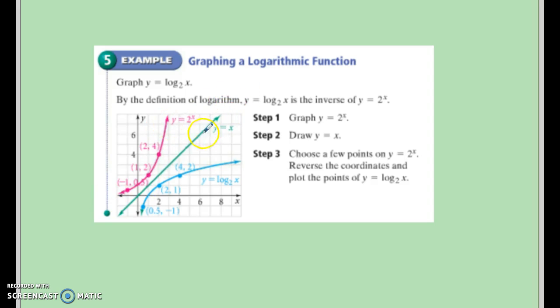And then I draw my line y equals x, and I can find the distance from those points to the line and reverse the coordinates and plot those points. So you see here a couple of points that I found on my exponential function. I found (-1, 0.5). You'll see this point, I just reverse the order of the coordinates, and that will give me my new point on my logarithmic function. So same here. I had a coordinate point at (2, 4), so I will switch the order of those values and have a point at (4, 2).